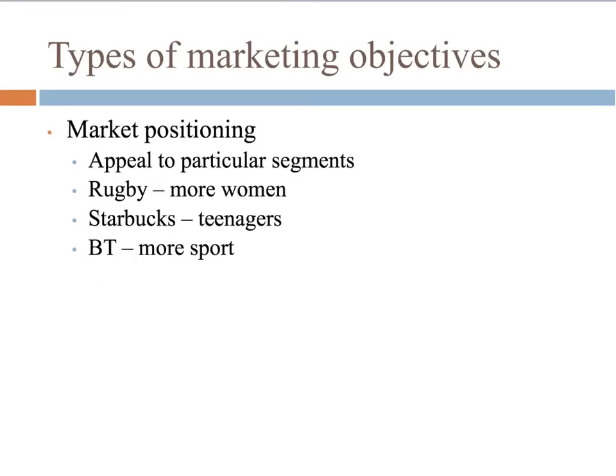Another type of marketing objective could be to do with market positioning. So this is concerned with the company's appeal to a particular market segment. So say, for instance, rugby recently has tried to appeal to more women. Starbucks is trying to appeal to younger age groups, or teenagers in particular. And BT has very recently bid for Premiership football in order to increase its appeal to sports fans who would mainly watch Sky. So they're trying to achieve a different position in the market.